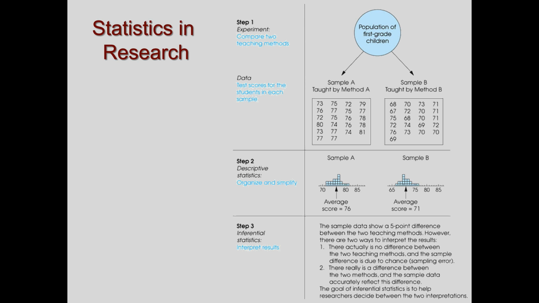Now, we can get descriptive statistics or we can get inferential statistics. Remember, descriptive statistics organize and simplify. They describe what's going on. So what they did there was a dot plot, or in this case, a box plot, if you ever heard of such a thing. And it just records the data, and it says what the average score is: 76 for sample A and 71 for sample B.